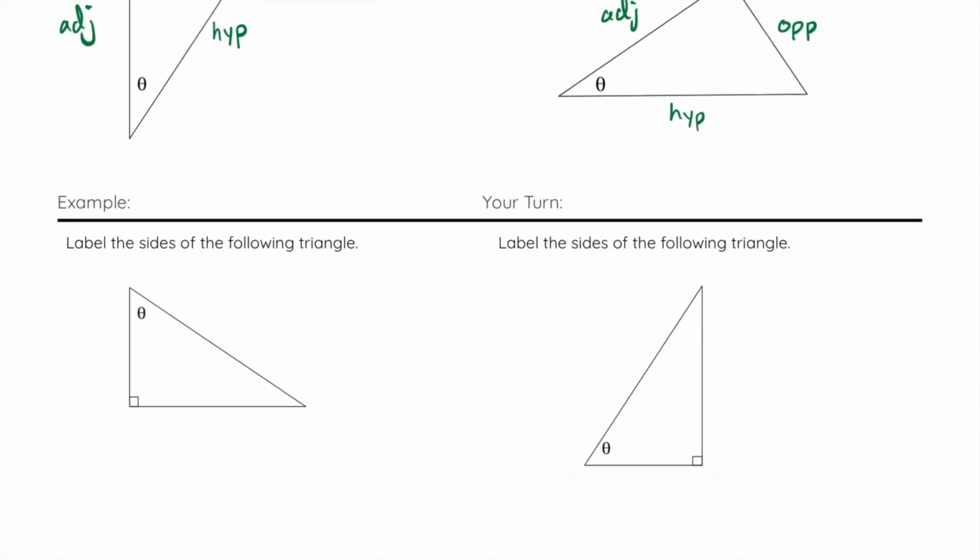As you can see, it really depends on what angle you're looking at. And in this case, again, across from the 90-degree angle is our hypotenuse. The side on the bottom would be the opposite, and the side on the left is the adjacent. So pause the video and label the triangle next to this one.